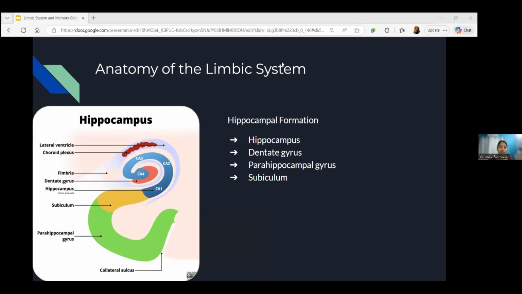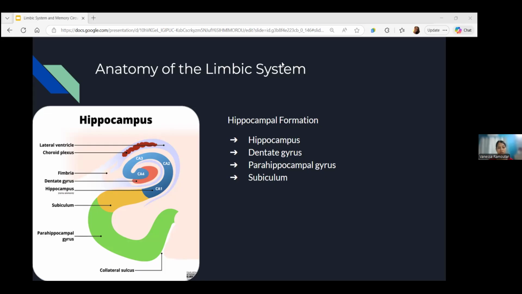Now we will discuss the hippocampal formation and its role in the Papez circuit. So the hippocampal formation consists of the hippocampus, or the hippocampus proper, the dentate gyrus, and the parahippocampal gyrus. The name hippocampus means seahorse and is derived from the shape of the structure seen on coronal section.